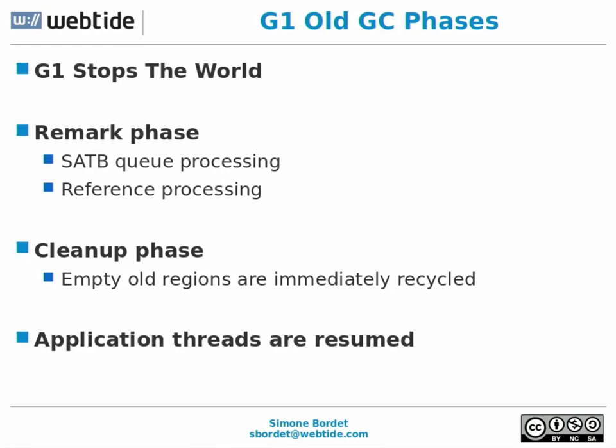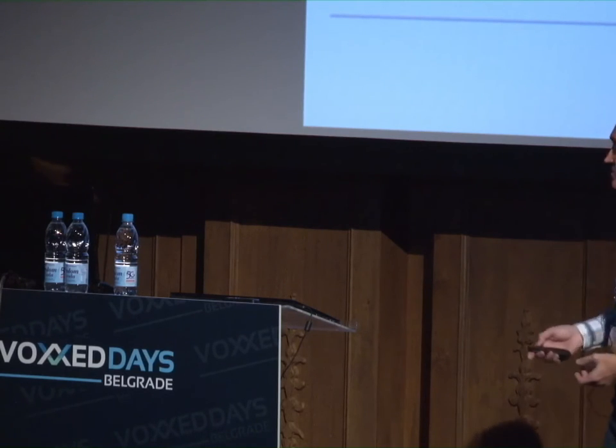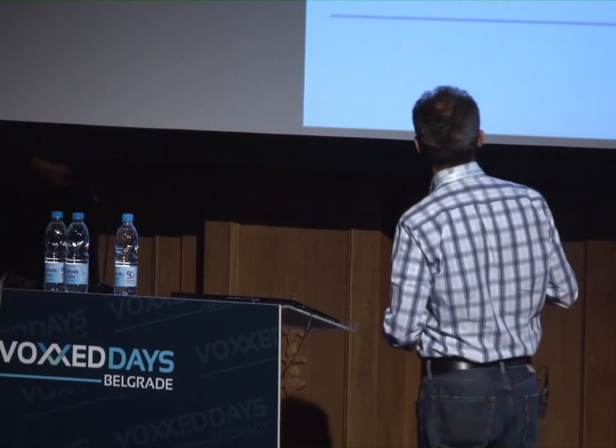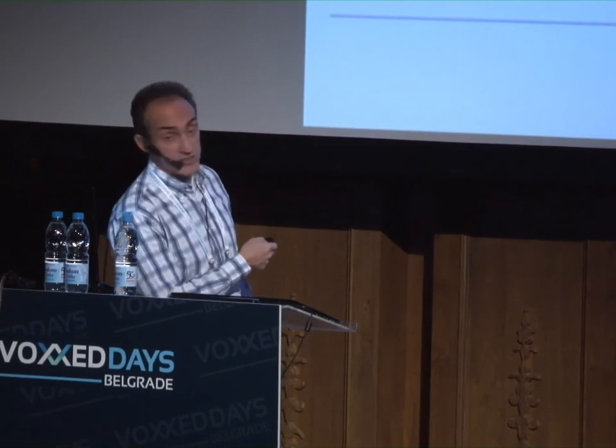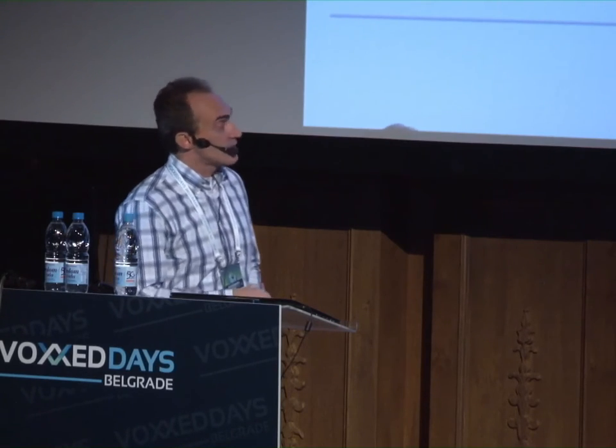Then G1 says, well, if during the object traversal, during marking, I found a region that I did not traverse because it was full of garbage, well, I can just recycle that immediately. That's called the cleanup phase. Empty old regions, meaning full of garbage, empty of live objects, are immediately recycled. And then application threads are resumed again.